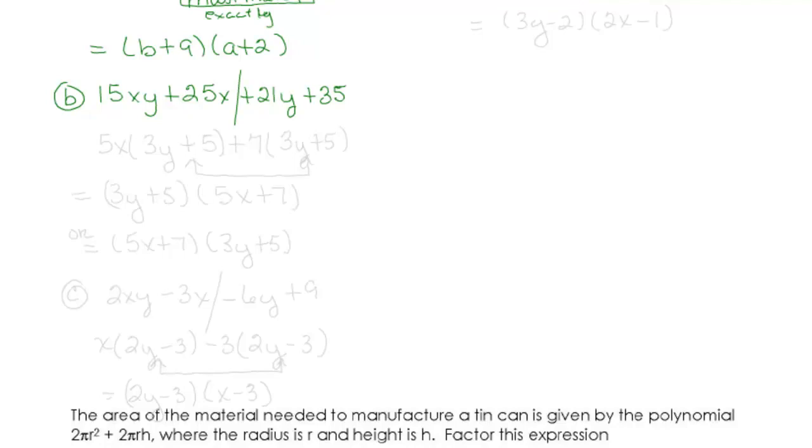5x. And then what is left? 3y. So if you know that the parenthesis part, 3y plus 5, is correct, then you know what the second one is going to look like because they have to match exactly.